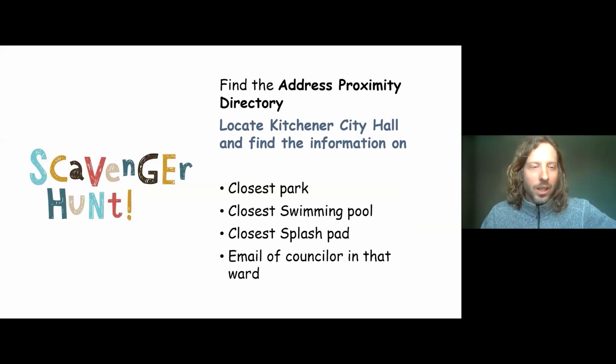Okay, so let's do a quick activity, a scavenger hunt. My question is, I would like you to go into the City of Kitchener's open data portal and try to find something called the address proximity directory. This is something we've created that, with each address, puts a lot of important information related to the address, closest pool, who's the councillor. So let's see if you can locate City Hall at the City of Kitchener and find the closest park, closest swimming pool, closest splash pad, and the email of the councillor for City Hall in Kitchener.